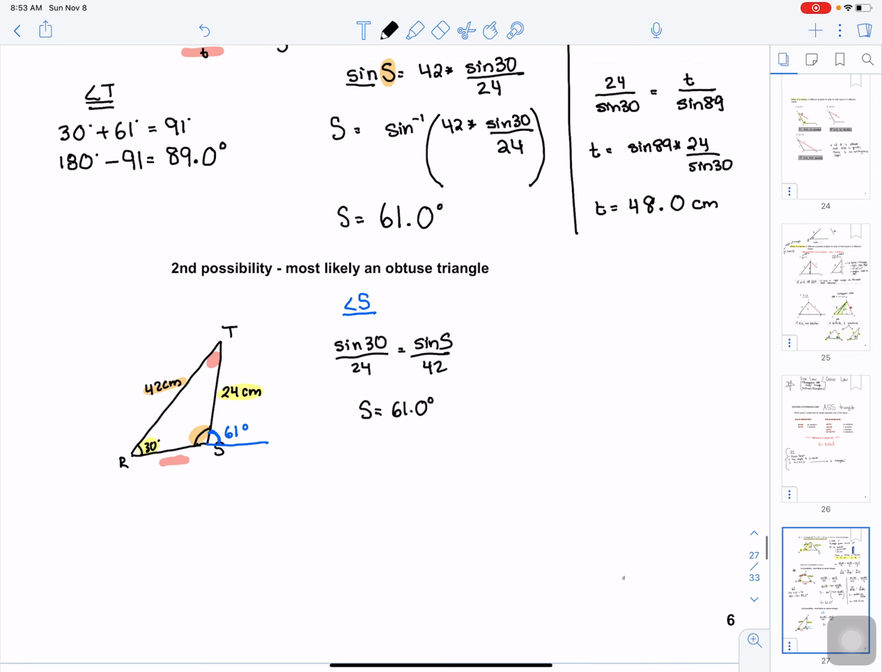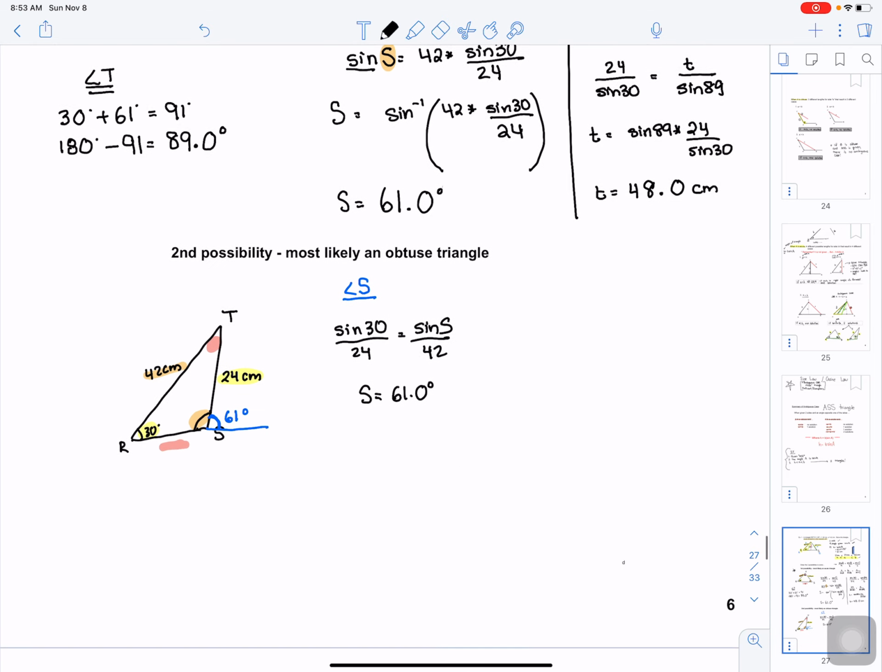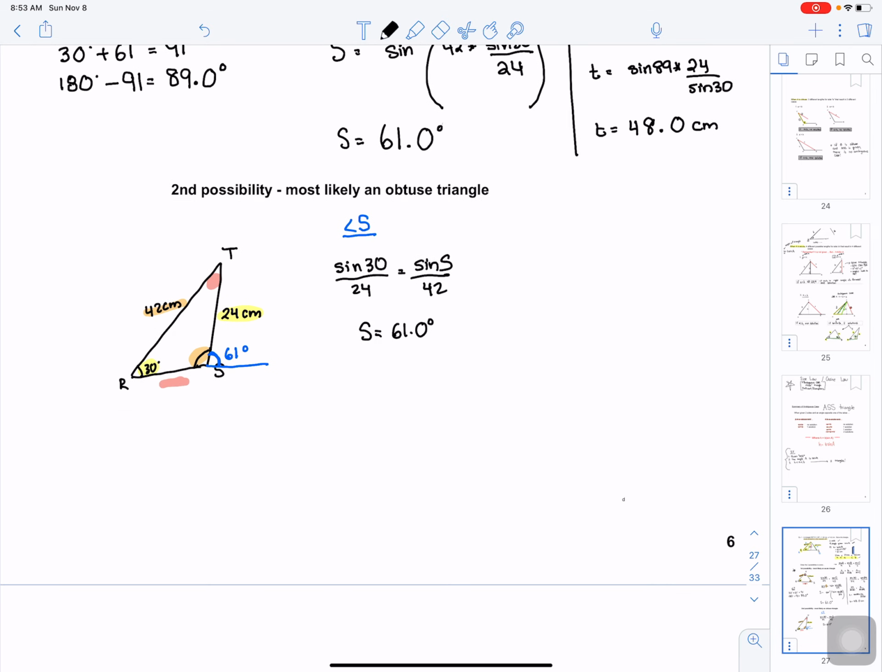Okay. Now the problem is when you solve for S from here, you're going to get the 61.0 that we solved above, but then this is a problem because we know that this is a different triangle. So to find the angle we want, we think of angle S as a reference angle, and then to get the rotational angle, I'm going to go 180 minus this reference angle to get this piece that's left over, which is 180 minus 61, which is 119 degrees.